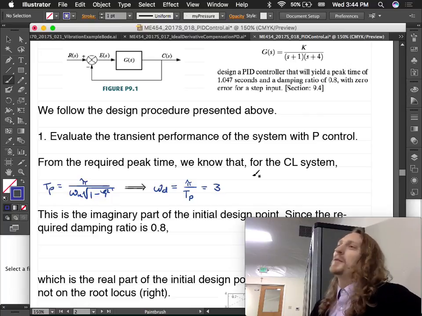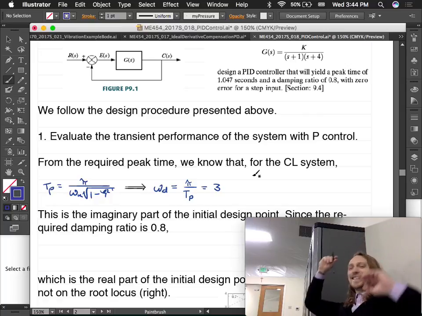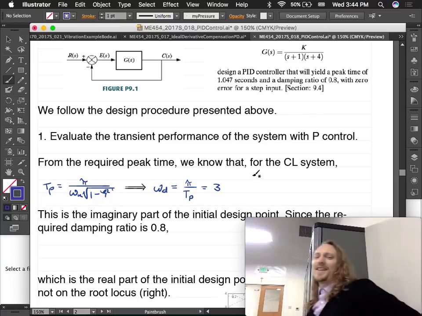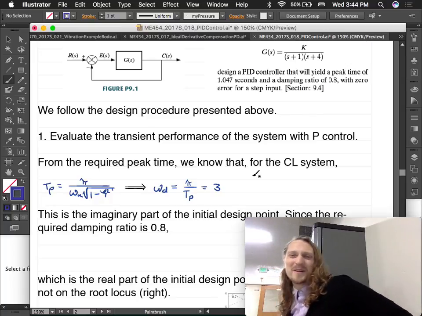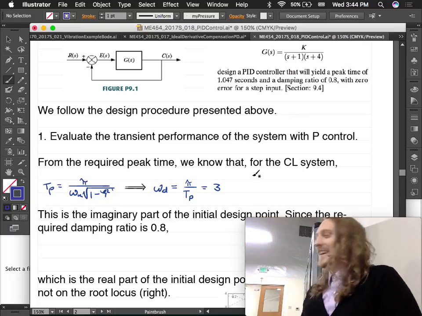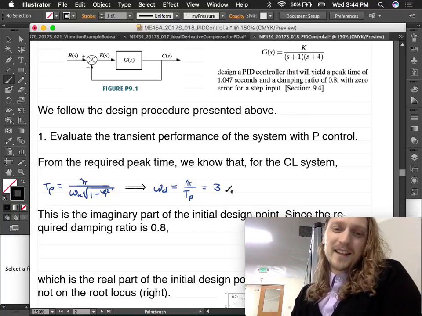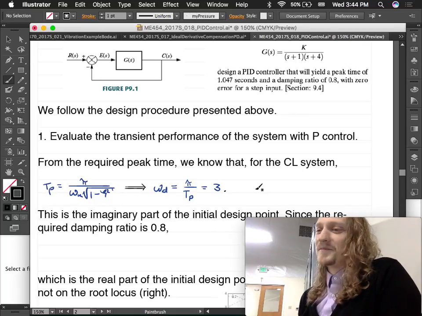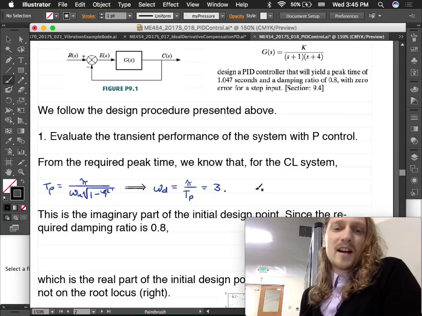You might have wondered why he chose 1.047 seconds. Now you know why. It cracked me up when I saw it. I was like, why 1.047? I don't get it. Why is he going after that so much? But nice roundish number.